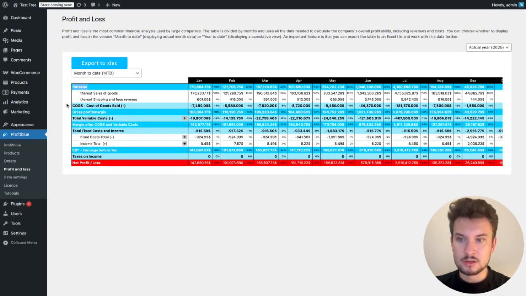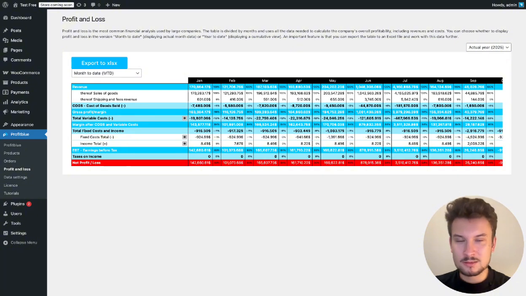We have the revenues here. If you deduct from the revenues the COGS, then the variable cost, then the fixed cost and income, and you deduct taxes on income, you get the net profit and loss. So it's basically the revenue deducted by COGS, variable cost, fixed cost, and taxes on income. That's it. It looks easy.